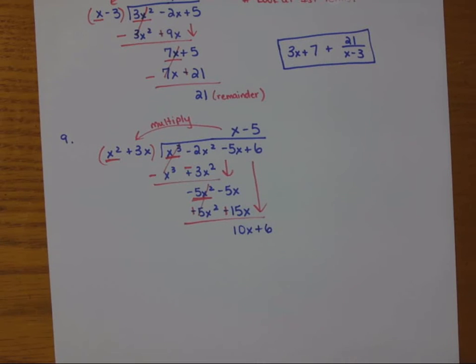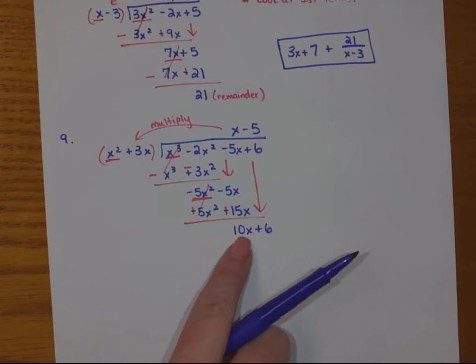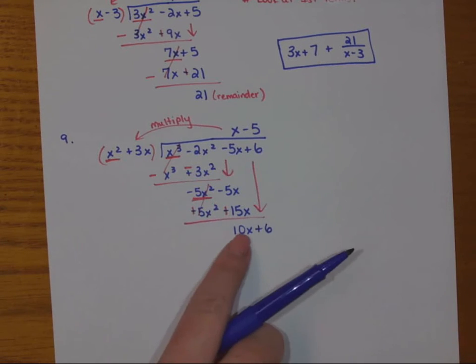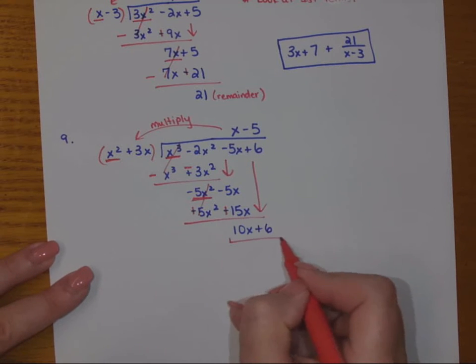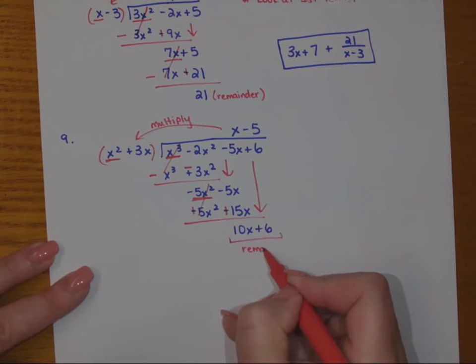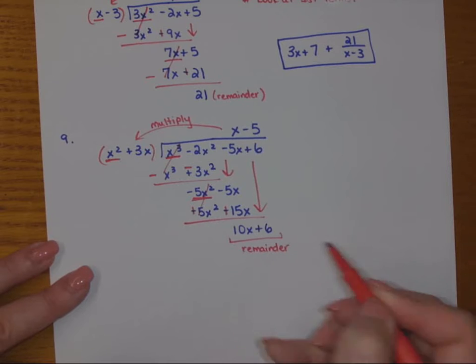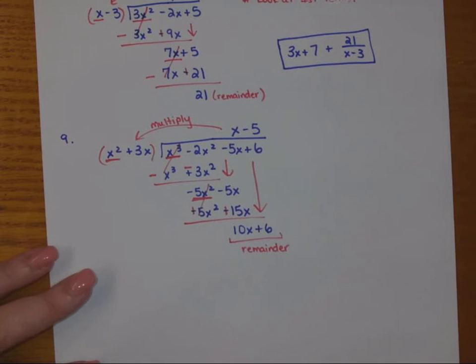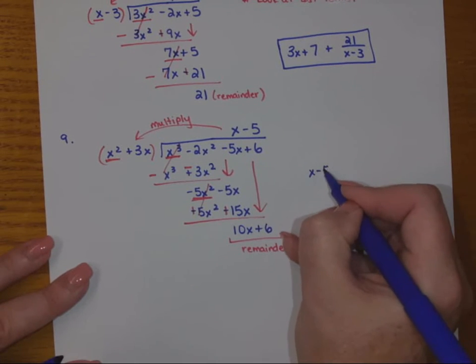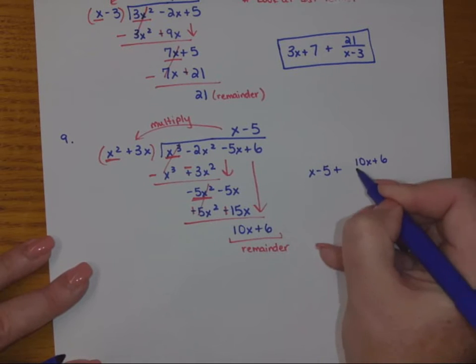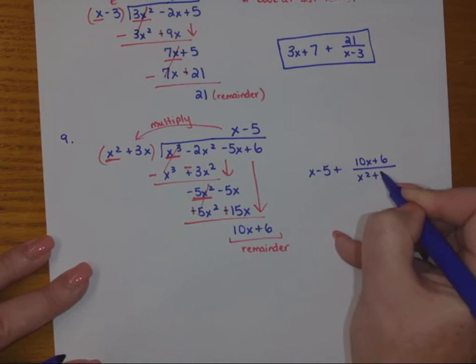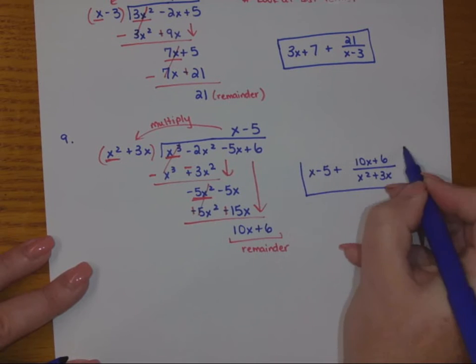But as far as doing it again, we can't do it anymore, right? Notice if you tried to pull an x squared out of a 10x, you can't. So all of this is actually the remainder. And so you're going to get an answer of x minus 5, and then plus the remainder you got, which, yes, I know it's not so pleasant, divided by whatever you were originally dividing by.